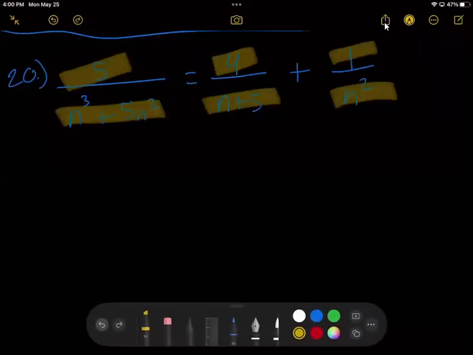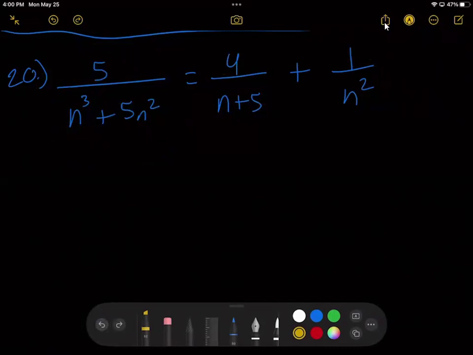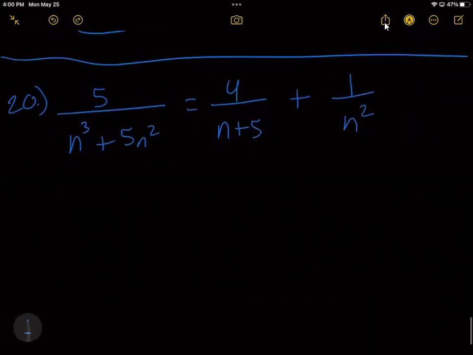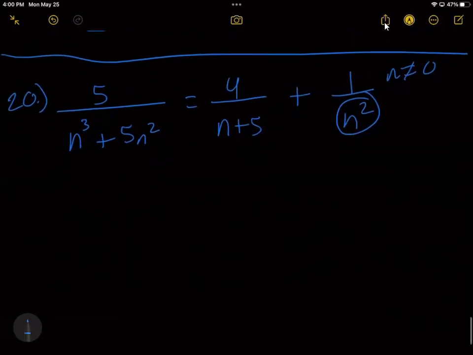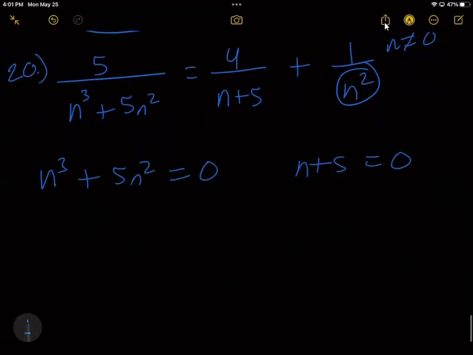So we're going to move to our next step. We're going to determine our restrictions. Number two. So we can set our denominators to 0. We know for a fact that this one tells us that n cannot be 0, but let's look at the other ones. n cubed plus 5n squared set to 0, and n plus 5 set to 0.